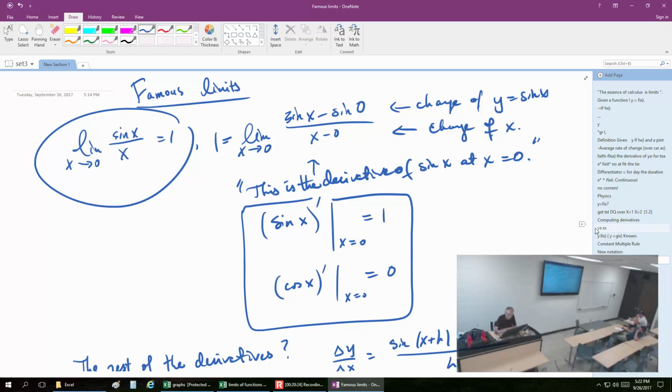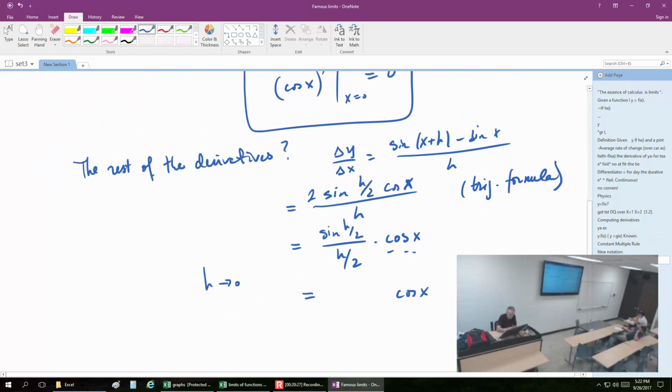So here x goes to 0, and here, if h goes to 0, then h over 2 also goes to 0. So as you can see, these two are the same. Sine of h over 2, well, you can say this is x. So sine h over 2 over h over 2, where does it go? It goes to 1, because of the first limit. So then it will be 1 times cosine x, or simply cosine x.